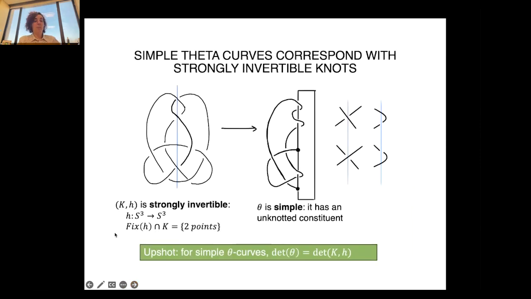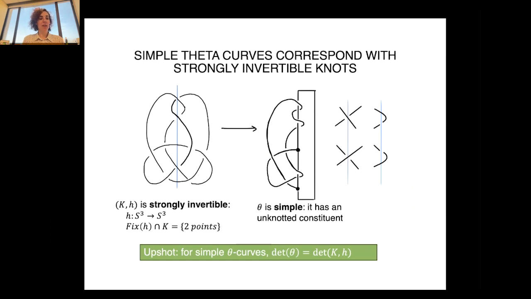So we are especially interested in simple theta curves. In that first iteration, we're branch double covering S3 branched over a knot, and so we get S3 again. That means that in the lift, the third edge is a strongly invertible knot.